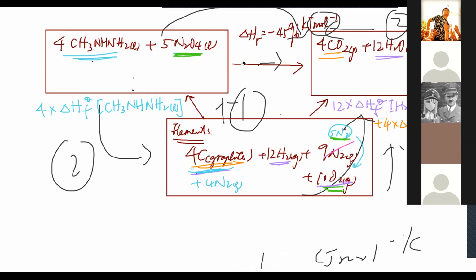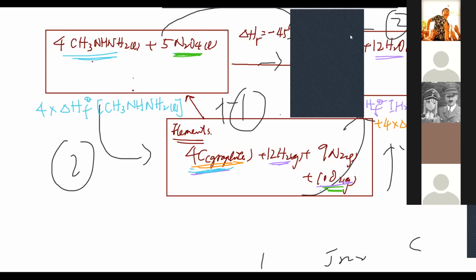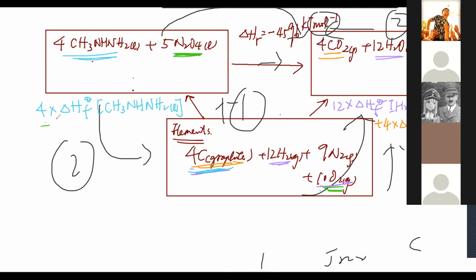So of course, once you tell to the others, this should cross out. This should cross out. Do not get confused, right? You keep that 9N2 to be here. You have to keep it. Conservation of matter, right? So the remaining is what? So the remaining is plus 5 times delta H of formation of N2O4 liquid. Okay? So you may get this one.